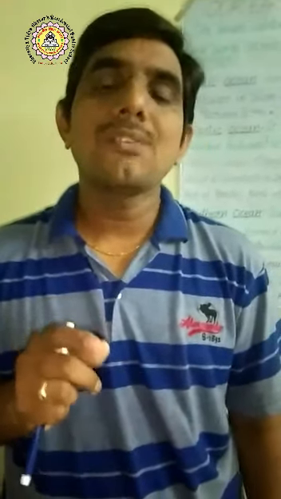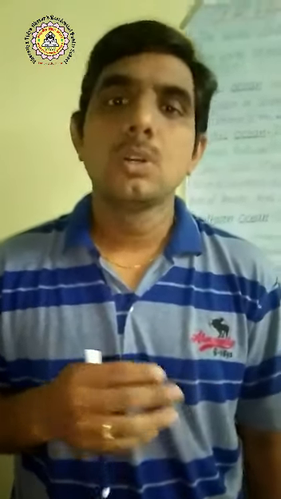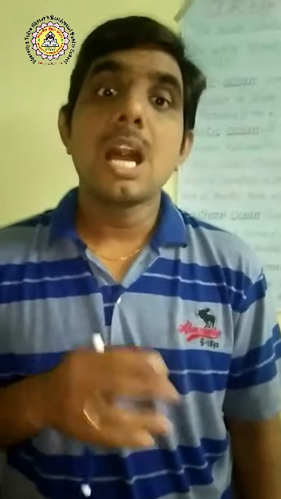Okay, so in our last video, we discussed our earth's continents. We discussed the 7 continents. So today in this video we are going to discuss our earth's oceans. We know that our earth is a planet in the solar system.